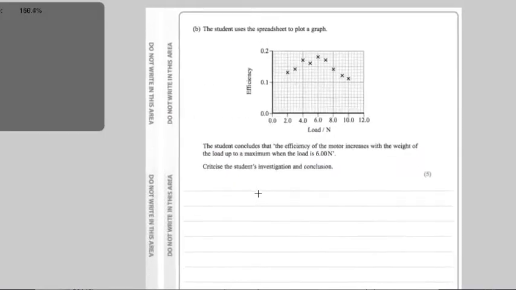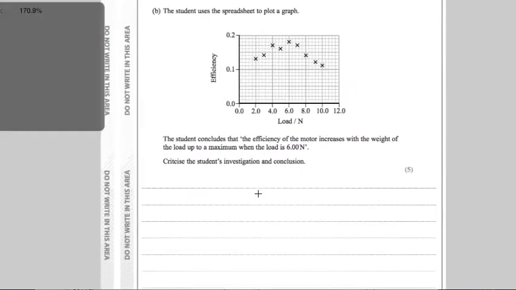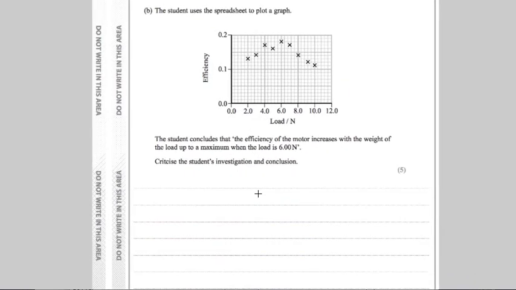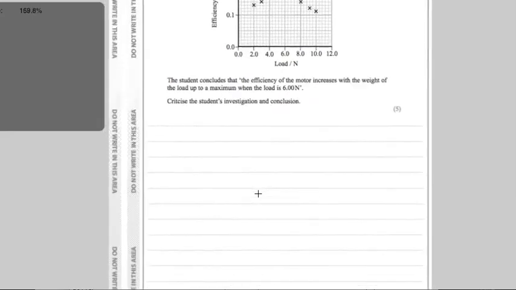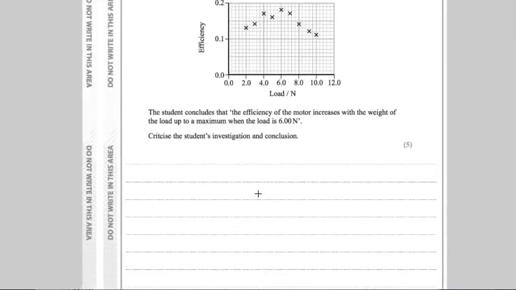12 part B. The student uses the spreadsheet to plot a graph. The student concludes that the efficiency of the motor increases with the weight of the load up to a maximum when the load is 6. Criticize the investigation and the conclusion. Now, 5 marks, it's probably more than 5 points that you can make here, but immediately I can see the student has talked about what happens going up to a maximum, but you haven't talked about what happens as the load increases further. So this is an incomplete conclusion.